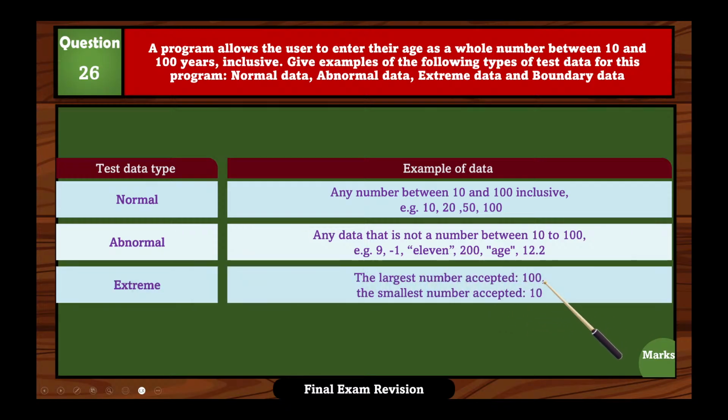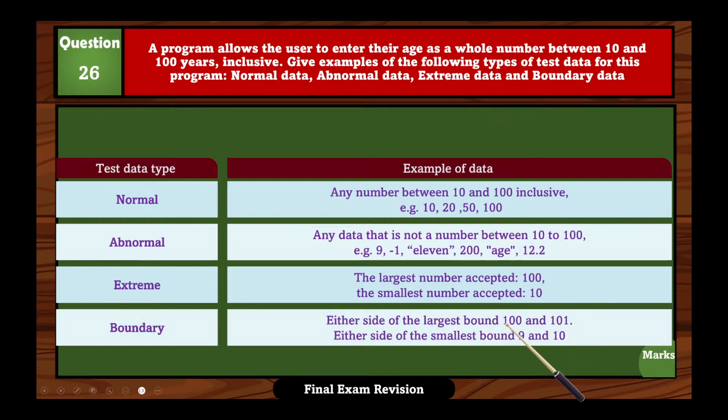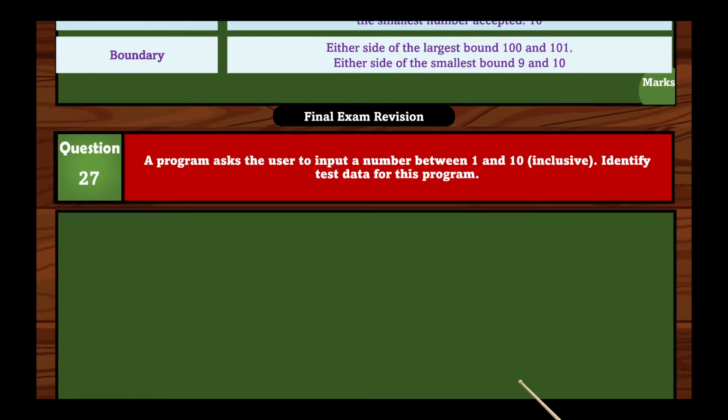Okay. What is extreme data? The largest number accepted is 100 and the smallest number accepted is 10. This is our extreme data. What is the boundary data? The boundary data for this program is 100 and 101 and 9 and 10. So either side of the largest bound, 100 and 101, and either side of the smallest bound, 9 and 10, is our boundary data.